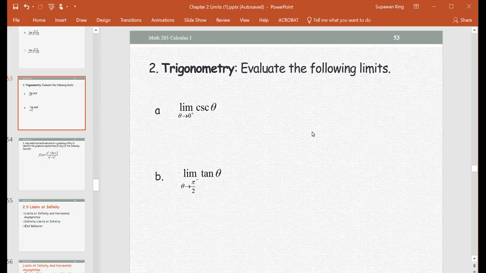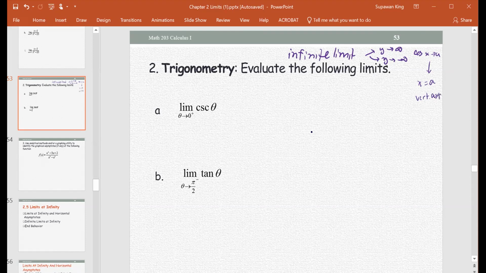All right. For the rest of the problems for section 2.4, the infinite limit, we call infinite limit. That means either y approaches infinity or y approaches negative infinity as x approaches a. And that point a will give you the vertical line, which is called the vertical asymptote, x equals a.